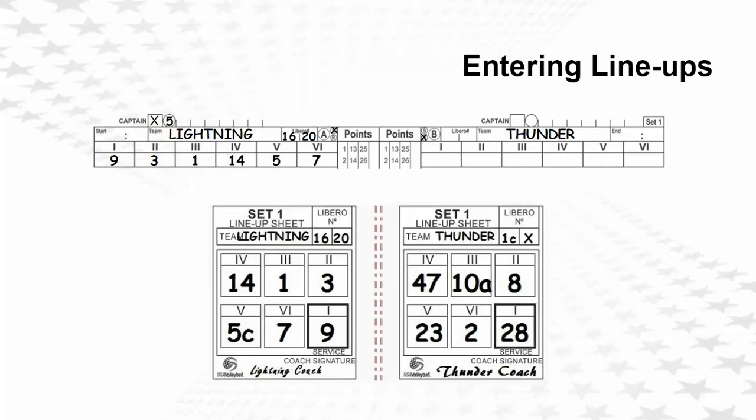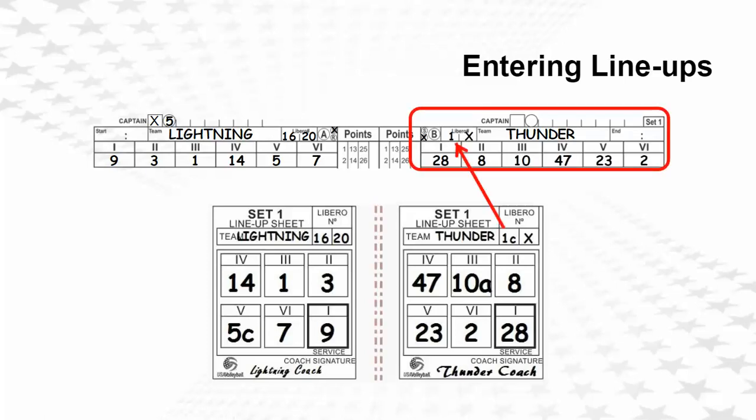Enter Thunder's lineup in the same manner, not forgetting to enter the liberos, 1 and X, in the libero boxes on Thunder's side of the score sheet.